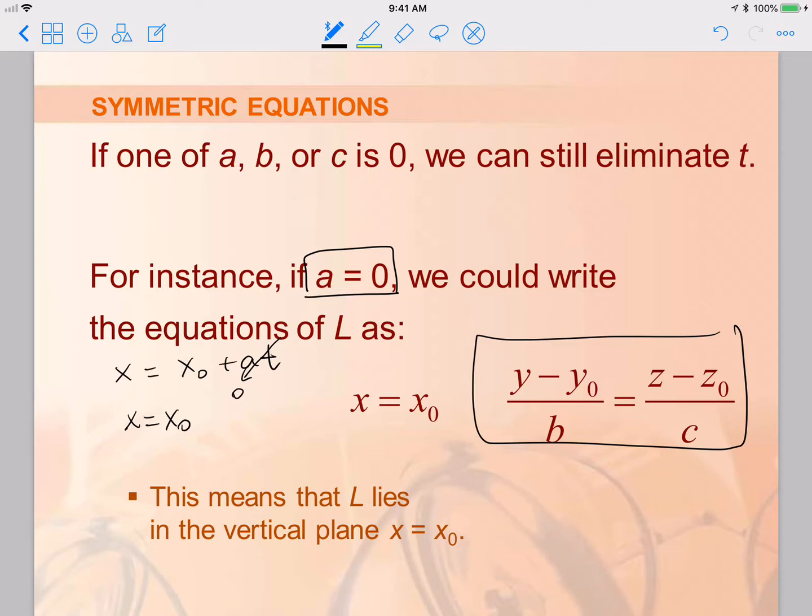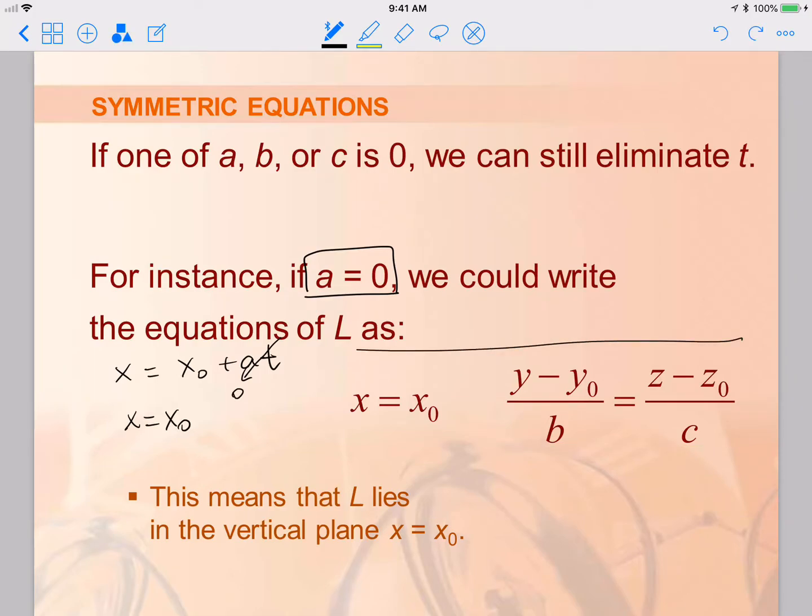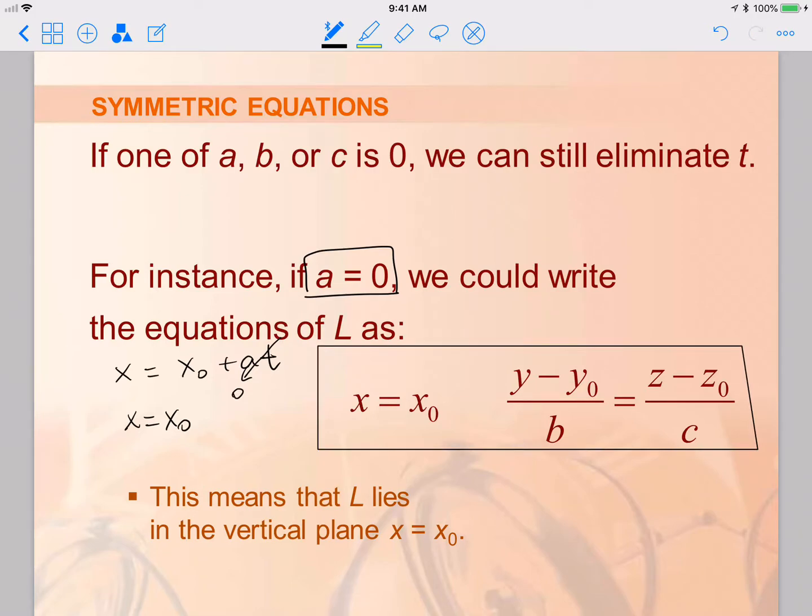So if a is equal to 0, or b is equal to 0, or c is equal to 0, then we end up with one equation, that x is equal to x naught, and this other equation. So here's equation number 2 and equation number 1. And this is a really important note right here. This means that the line lies in the vertical plane x equals x naught.